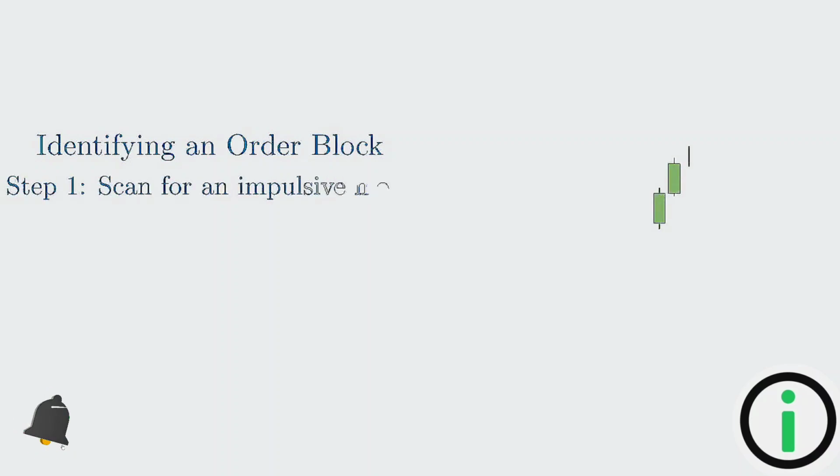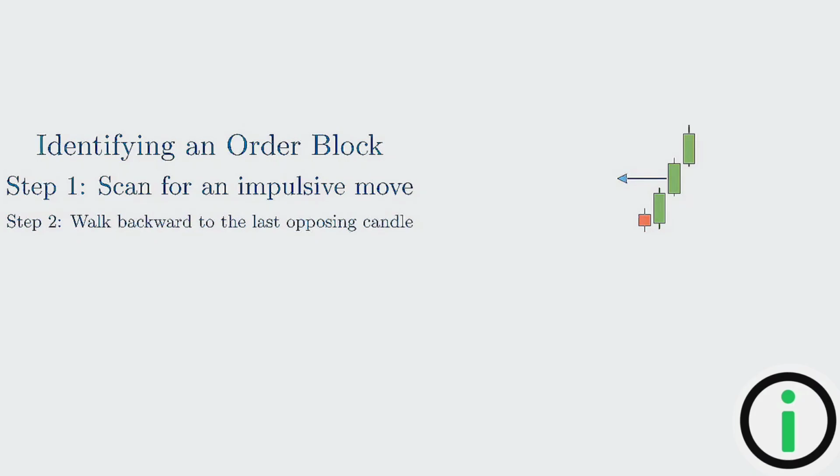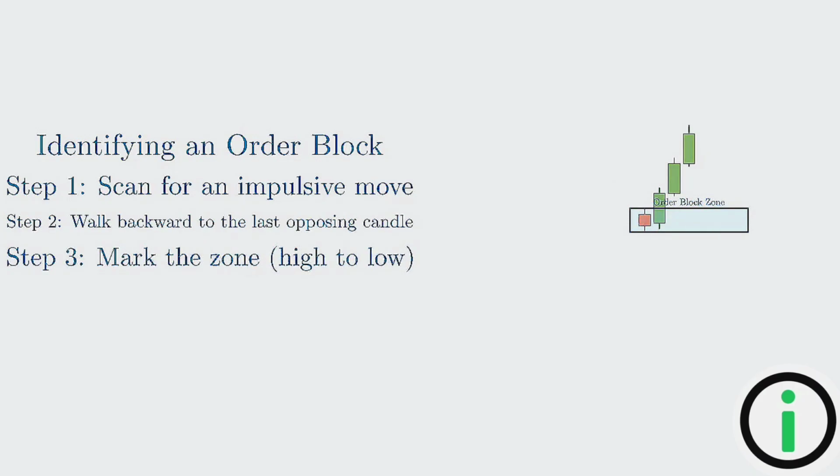Let's walk through how to identify an order block on your chart, step by step. First, scan for a strong, fast, impulsive move. Look for several large-bodied candles moving in one direction with very little to no pullback. Once you find that move, walk your eyes backward to the very start of it. Find the last candle of the opposite color right before that explosive expansion began. Now, mark the high and the low of that single candle. This becomes your order block zone. Notice that we use a box, not just a single line, because the entire range of that candle represents the institutional interest. Finally, we wait.